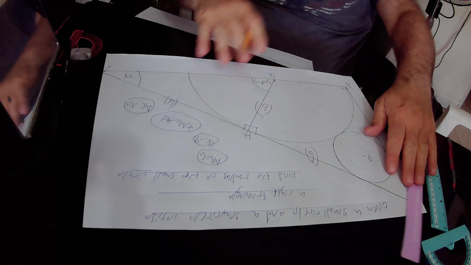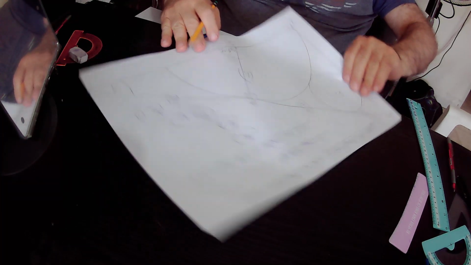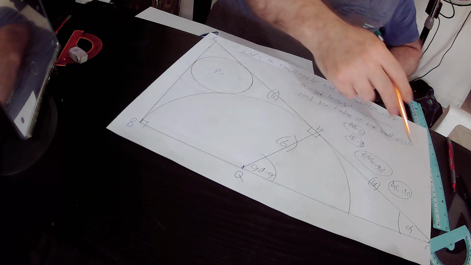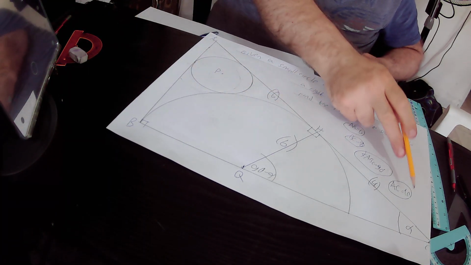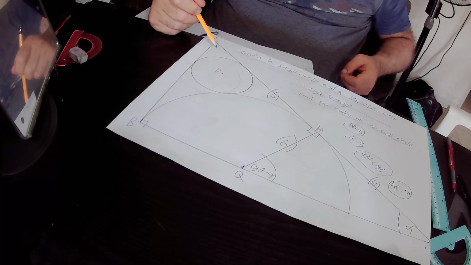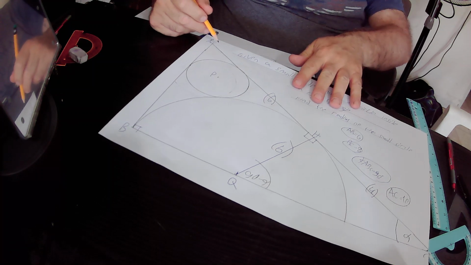Likewise, we'll focus on the big right triangle ABC. On the big right triangle ABC, this angle equals alpha, this angle equals 90 degrees, therefore this third missing angle must be equal to 90 degrees minus alpha.